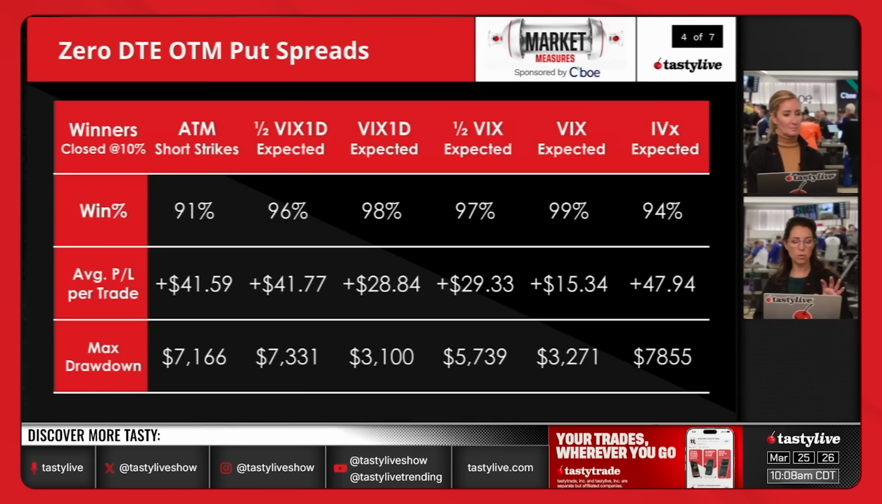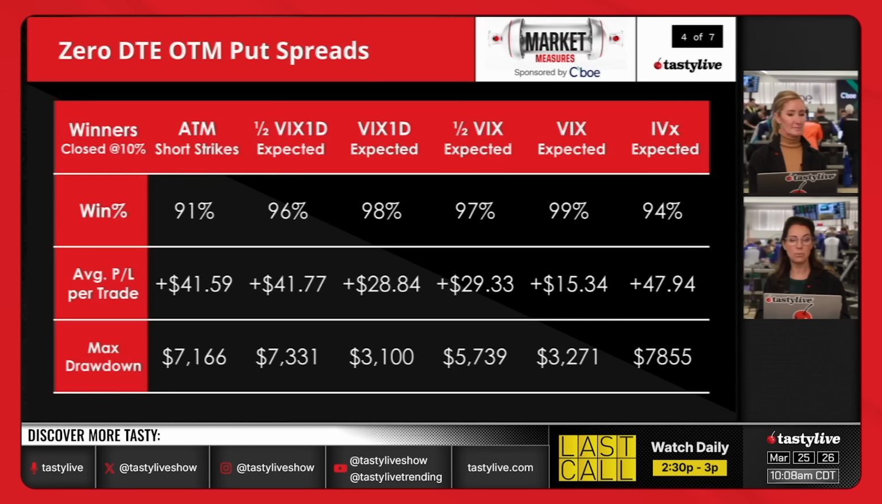Okay, so we're comparing the same thing on every slide, just different profit targets. So here we're looking at the money short strikes, half VIX 1D expected move, VIX 1D expected move, half VIX expected move, VIX expected move, and IVX expected move. We're looking at all of these here, taking a profit target of 10%. The next slide will be 25% profit target, and the next slide 50% profit target.